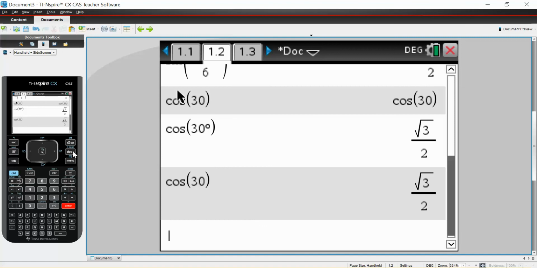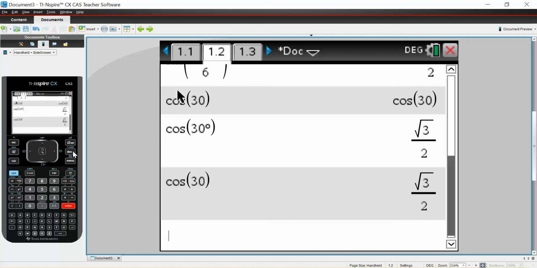Okay? Now in Methods, we work with radians. So I like to keep it as radians, and I would rather put in a degree symbol to get exactly the same answer. Okay, that's what I would do.